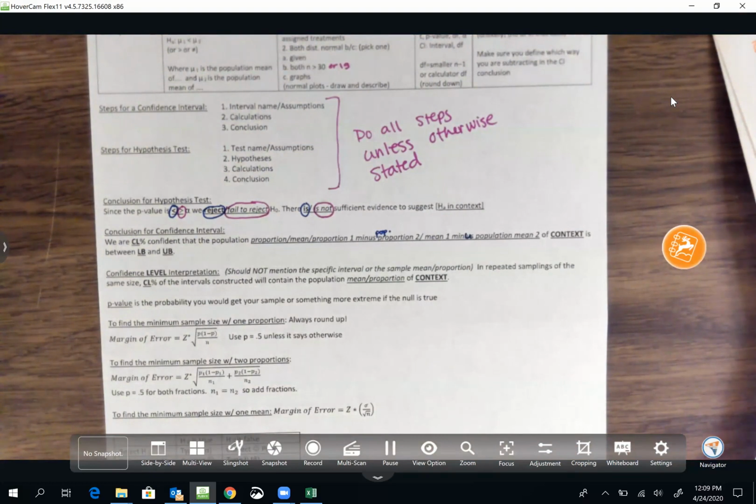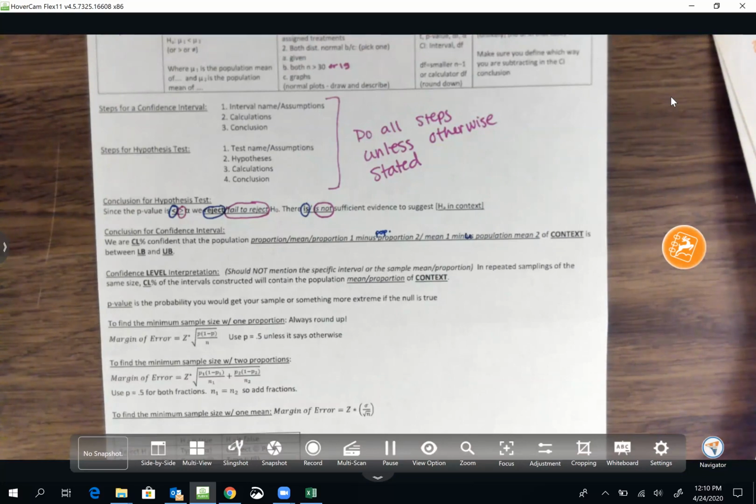Our confidence level interpretation should never mention the specific interval or the sample mean or proportion. This is just an interpretation of what the 95%, or whatever percentage it is, means. So in repeated samplings of the same size, confidence level percent of the intervals constructed will contain the population mean of context or proportion of context. Your p-value is the probability you get your sample or something more extreme if the null is true.